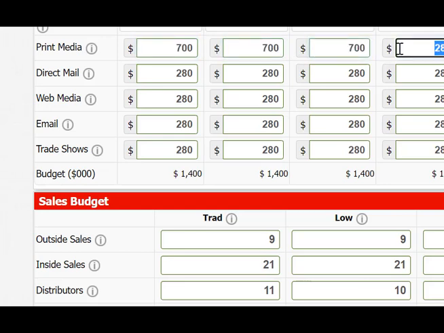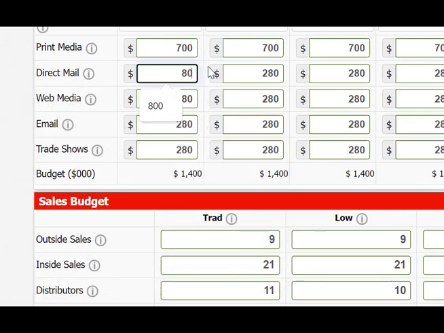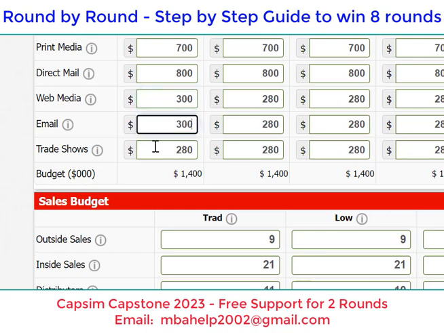This is advanced marketing, so we see some different table for marketing decisions. So this is round 6, also 6, 7, 8. We have 3 rounds left, so we use max spending for print media and direct mail, and also we leave web media and email and trade shows for round 7 and round 8. We spend about 300. Again, this screen is for advanced marketing.